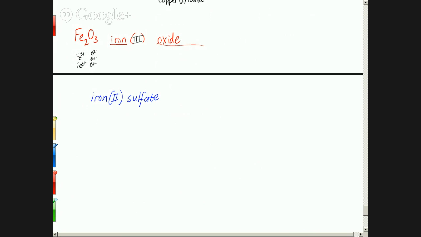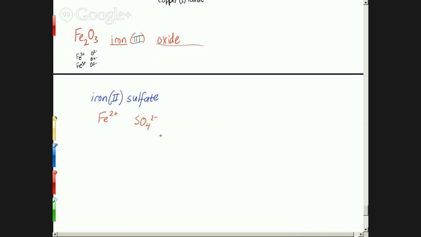Iron(II) sulfate. You can look it up for now, but for next week you're going to know that sulfate is what? SO4 -2. So then what is the charge on the iron going to be based on the name? +2, because the parentheses tell us it's iron(II). Iron(II) means iron +2.